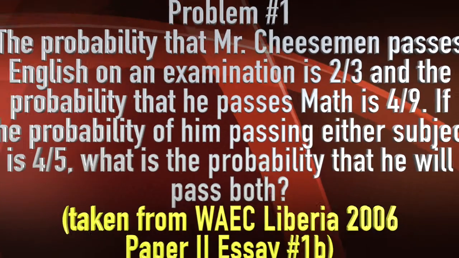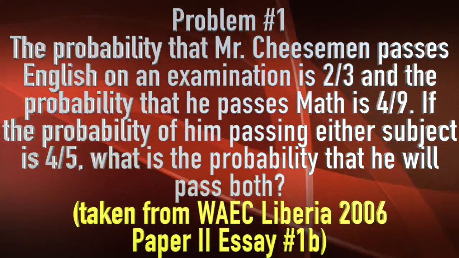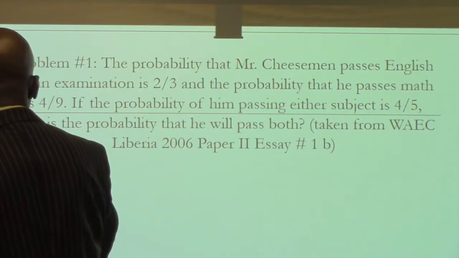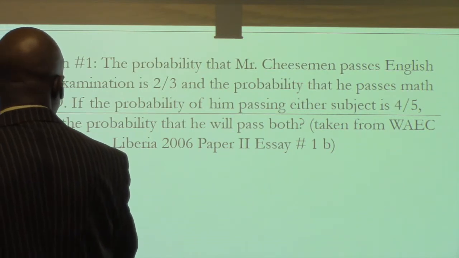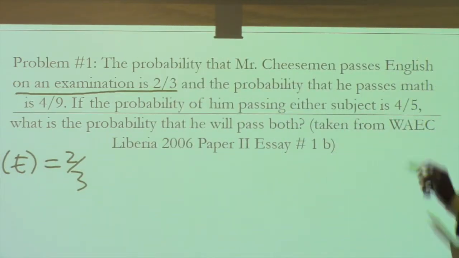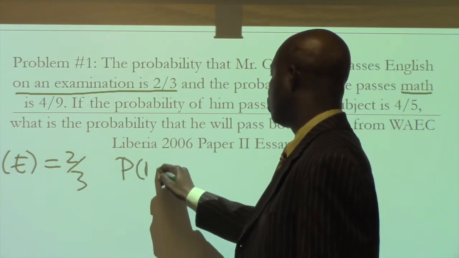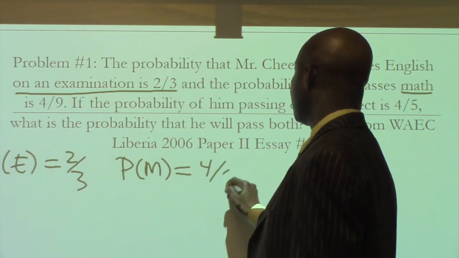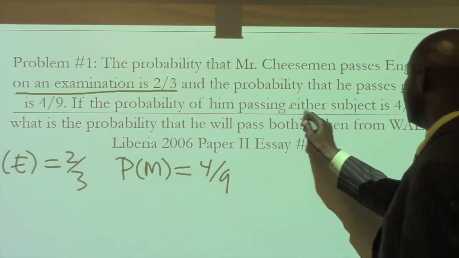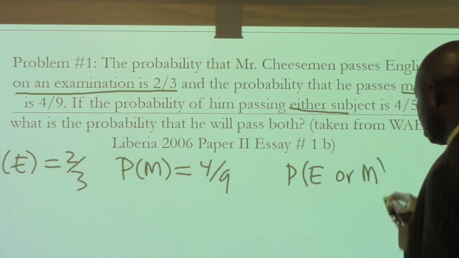It says here that the probability that Mr. Cheeseman passes English on an examination is 2/3. So let's use E for Mr. Cheeseman passing English. The probability of that event E is 2/3. That's one of the most important things to do when you're reading this kind of problem. We'll use M for math, so the probability of him passing math would be 4/9. Now, when you see "either," that means the probability of him passing English or math. This is how we represent it.